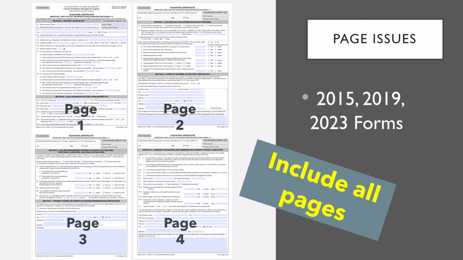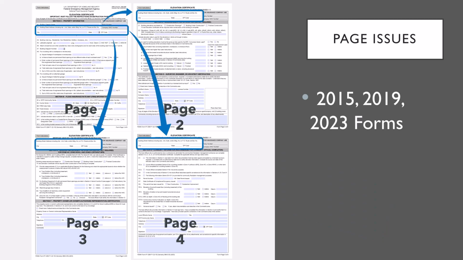Note that the new sections H and I are on page 5, but are not required for CRS purposes. However, there is very important insurance information captured in section H, so please watch our video on sections H and I. And again, regardless of how many pages of the EC you submit, always remember to make sure that the same address that's on the first page is on the top of all subsequent pages. That way you are assured, and CRS is assured, that all pages are for the building identified on page 1.